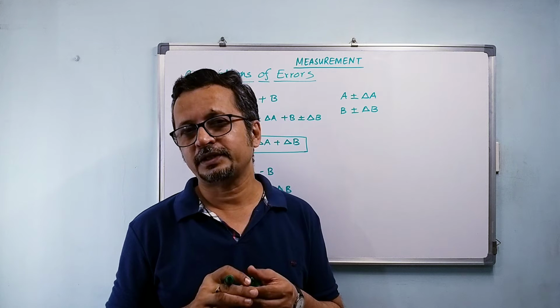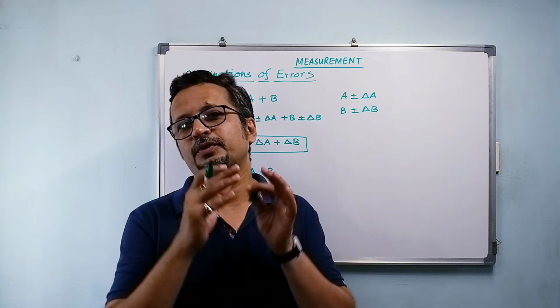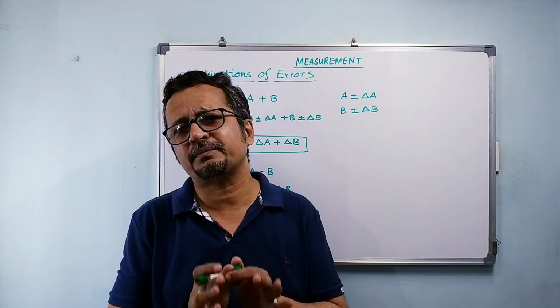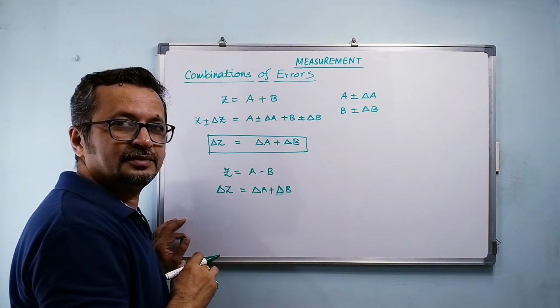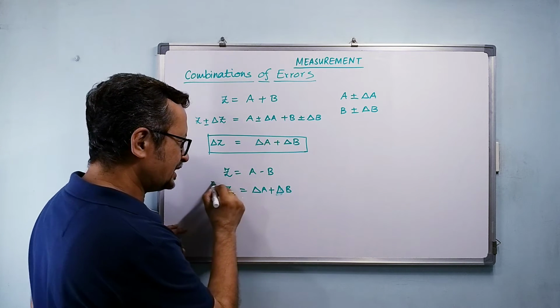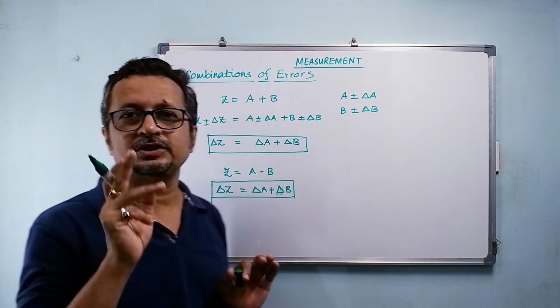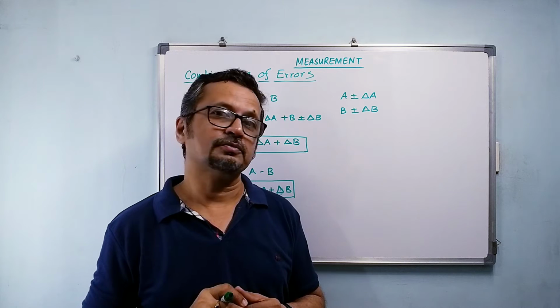What about the other side? My quantity A is on the positive side, so positive and then negative. So again, if you find the maximum spread of quantities, it is going to be equal to delta A plus delta B, right? So this delta Z equal to delta A plus delta B applies for addition and subtraction both. What about multiplication?